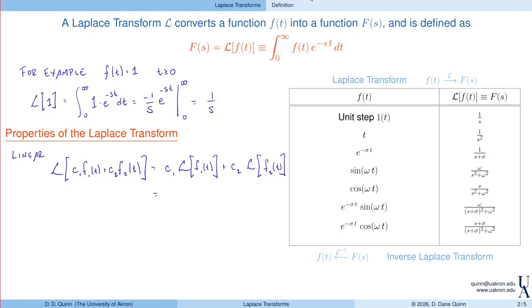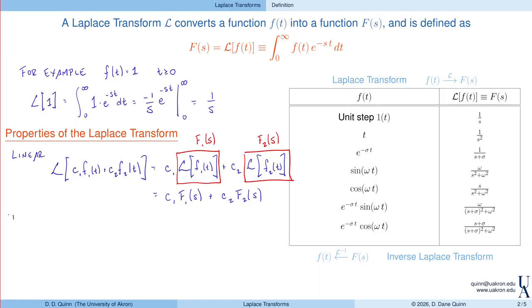Oftentimes we abbreviate this as some Laplace transform function. So this might be f1 of s, and we might call this f2 of s. So at the end of this, we get c1 times f1 of s and c2 times f2 of s. So if I have two functions added together and take the Laplace transform, it's basically the Laplace transform of the two functions independently.